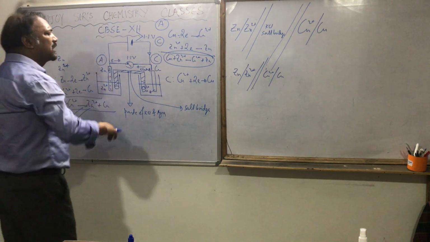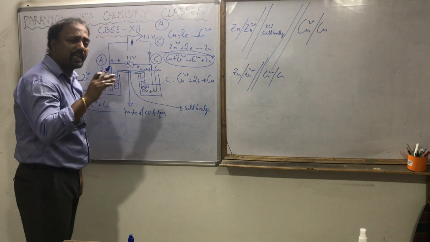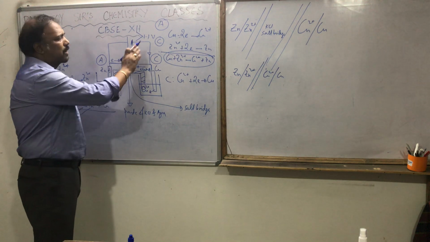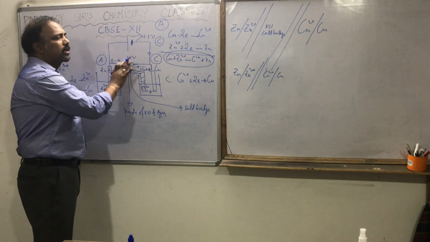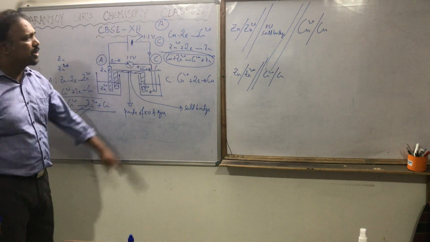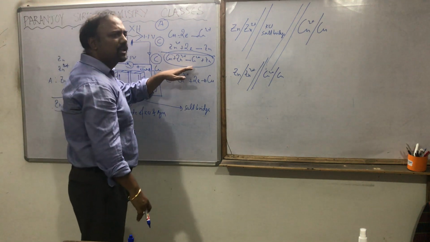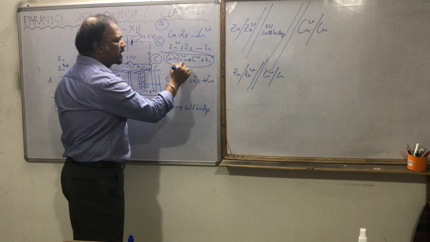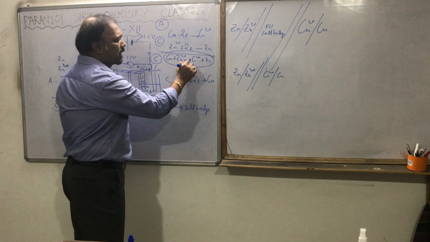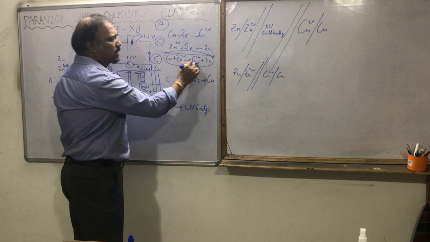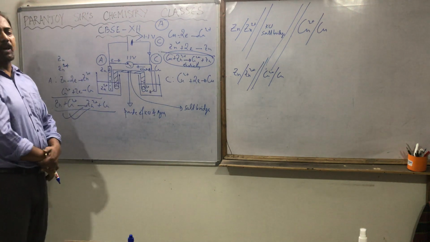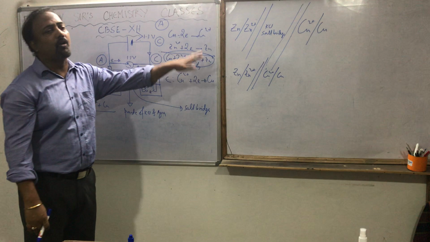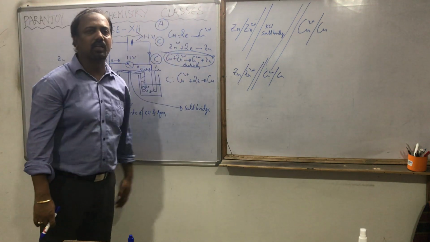But we are making it happen. How? By passing the electricity, by passing more than the voltage. Clear? Okay, so this reaction is happening due to what? This reaction is happening because of the passage of electricity. So this chemical reaction is taking place because we are supplying the electrical energy.